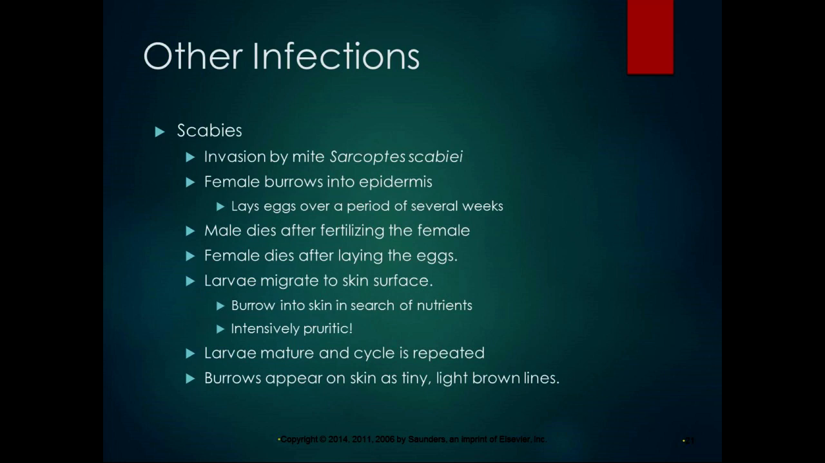And the larvae migrate to the skin surface. They burrow into the skin in search of nutrients, and just talking about them makes you feel itchy. But they are intensely itchy. The larvae mature, and then the cycle is repeated, and it appears on the skin as tiny brown lines. Icky.